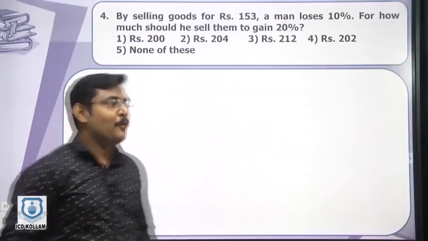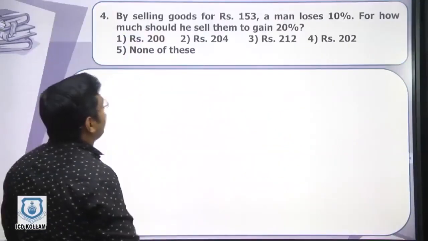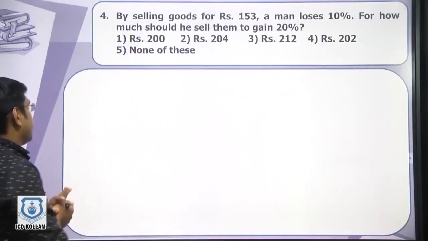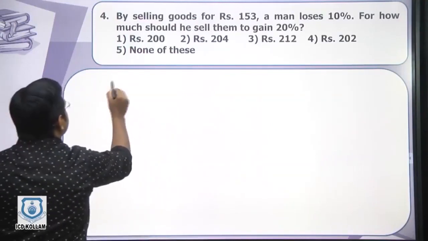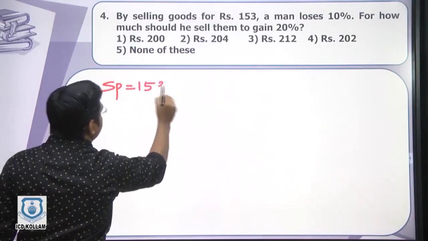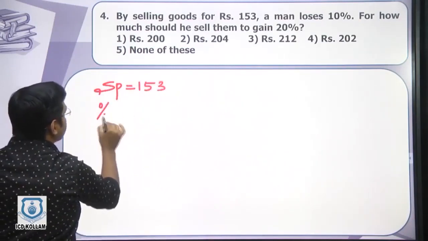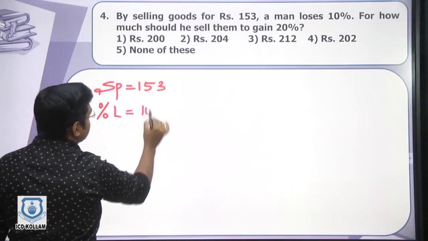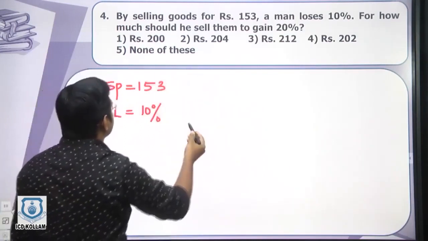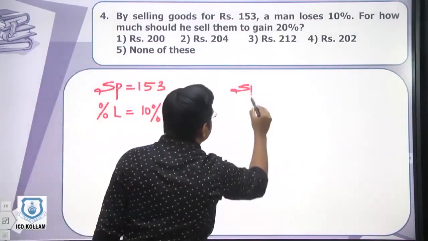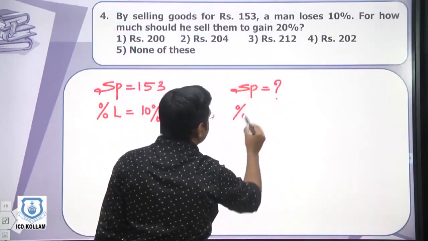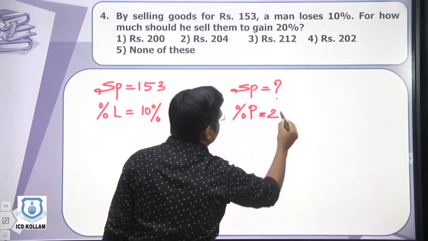Answer. Question number 4. By selling goods for rupees 153, a man loses 10%. For how much should he sell them to gain 20%? Listen, here I am writing the condition. The selling price is clearly given. For selling for rupees 153, a man loses, the loss percentage is given as 10%. For how much should he sell them? So we need to find the selling price again to gain 20%. That means to get a profit percentage of 20%.